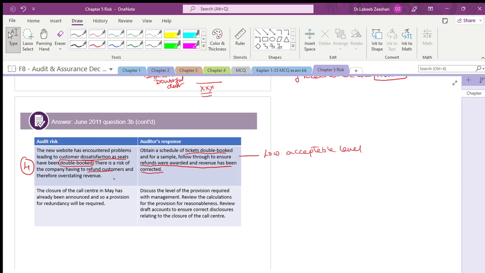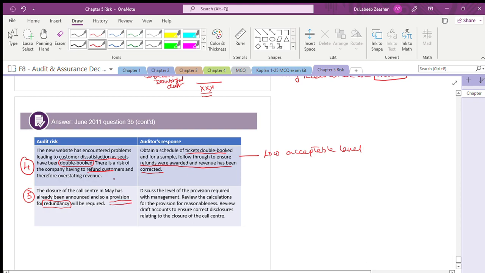Now, the closure of the call center. There is a redundancy. That means there is a closure and people have been laid off. The closure of the call center in May has already been announced, and so a provision. See what happens, as simple as that. I will tell you a simple example.